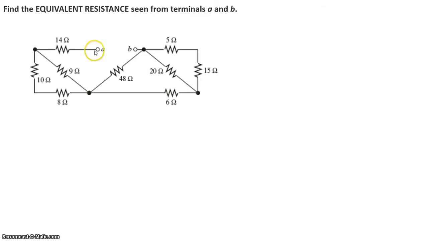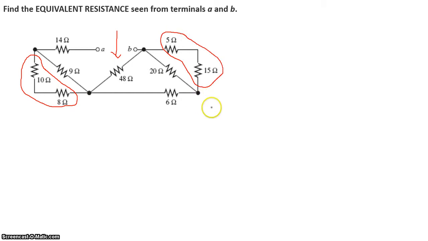So we have terminal A, terminal B, and our goal is to figure out what the resistance is as seen from here. Okay, all right. So for this particular circuit, let's take a look. We see that 10 ohm and 8 ohm are in series. We also see that 5 ohm and 15 ohm are in series. So let's combine them.